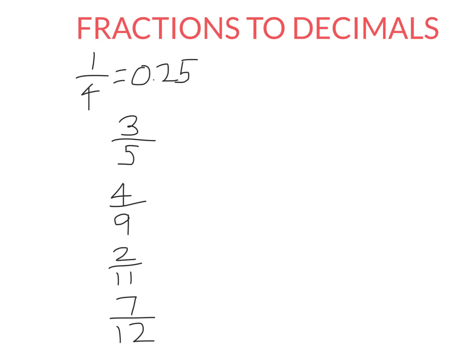Thank you so much for tuning into this video in which we will look at converting fractions to decimals. You're probably already aware that we can take a fraction like a quarter and we can write it as a decimal. A quarter and 0.25 are the same number. They have the same position on the number line.